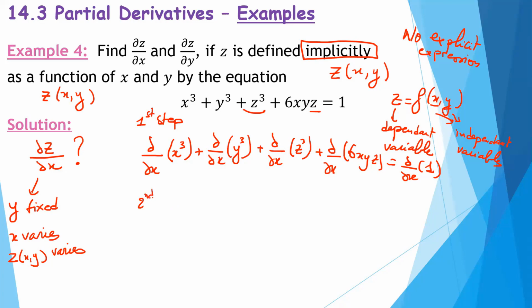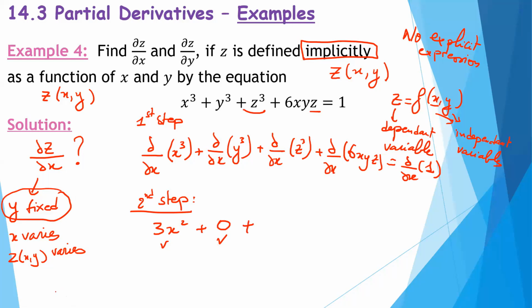Then the second step, we calculate each term. So what is d/dx of x cube? 3x squared, correct. Plus, what is the derivative with respect to x of y cube? 0. It's 0, bravo, because y is constant with respect to x.